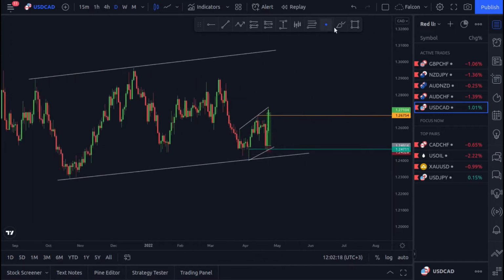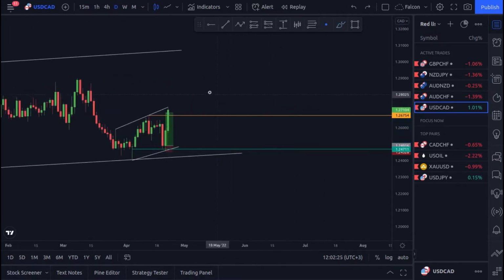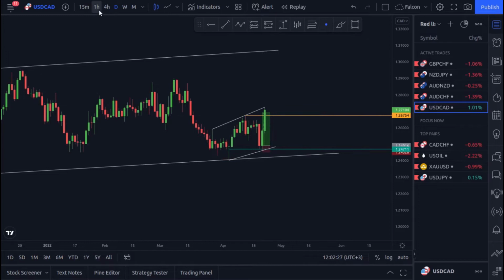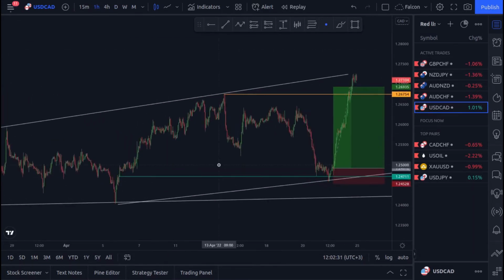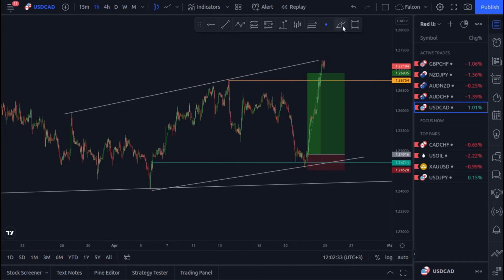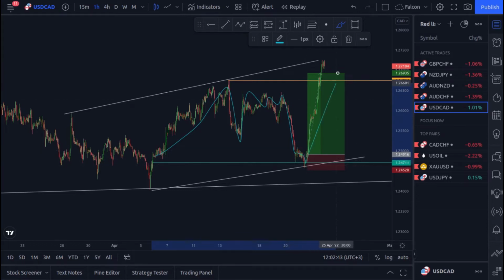So after this push, I waited for that correction for me to enter the market again for the push to the upside, and you can see the price came back to my level where I wanted it. The price pushed up a bit, came back down, up, consolidated, came back down, formed a descending channel, and then pushed to the upside.